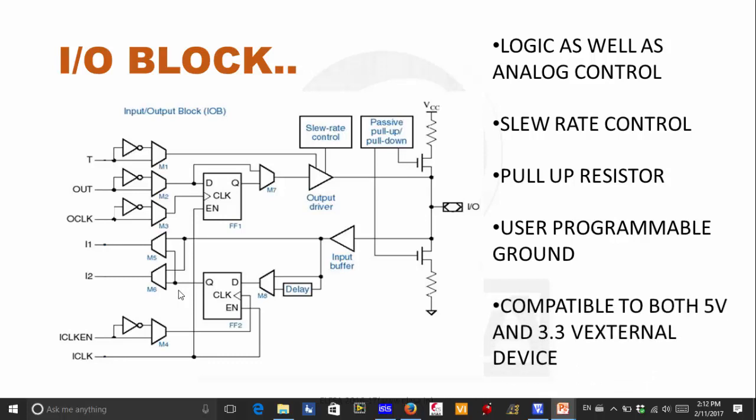Also, this I/O block provides compatibility to both 5V and 3.3V external devices. Depending upon the voltage level of the external devices, the output driver uses either a 3.3V or 5V supply. To enable this feature, the I/O block uses pull-up resistors and diodes.